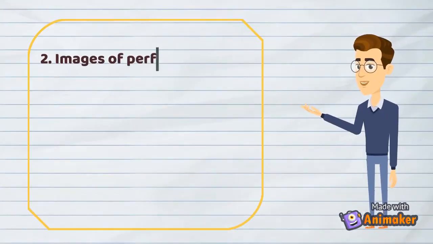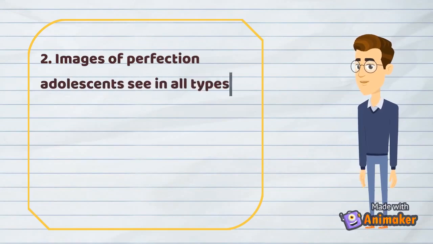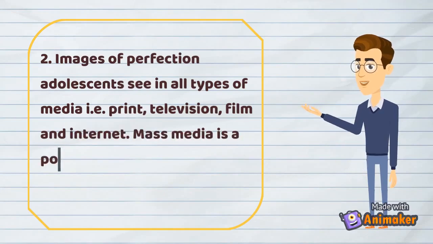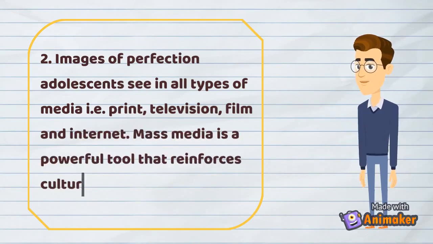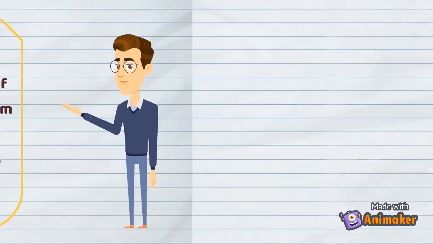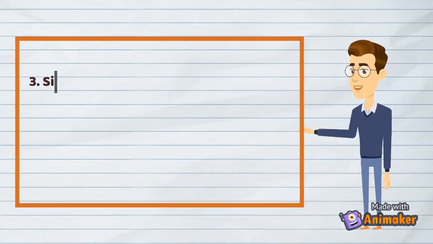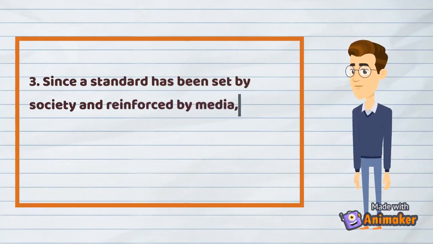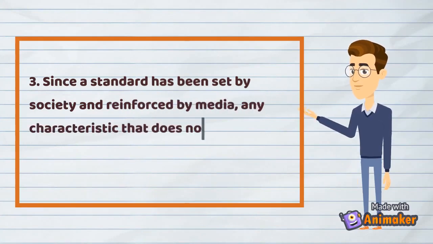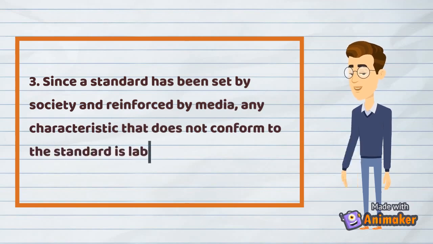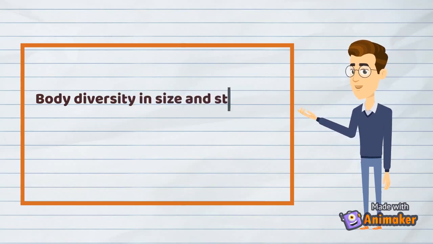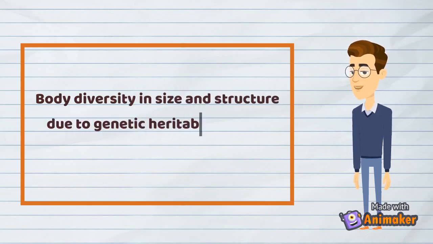Second, image of perfection adolescents see in all types of media, that is, print, television, film, and internet. Mass media is a powerful tool that reinforces cultural belief and values. Third, since a standard has been set by a society and reinforced by media, any characteristic that does not conform to the standard is labeled as ugly. Body diversity in size and structure due to genetic heritability is not tolerated.